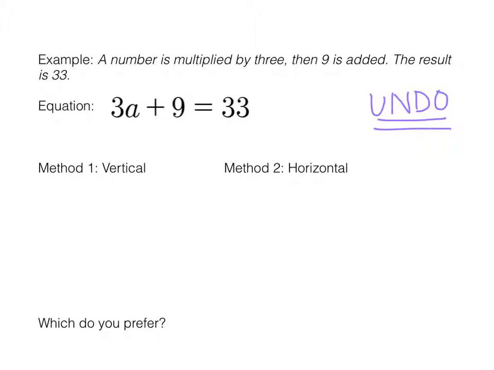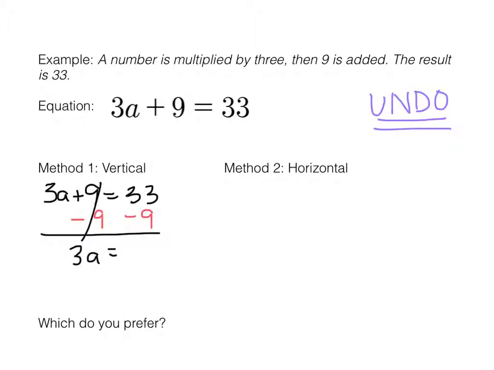So we have two different methods. We have our horizontal and our vertical methods. I'm going to start with vertical, which is going to look similar to what you saw in your video for the properties of equality. Remember, working backwards. So A was multiplied by 3, and then 9 was added. So we're going to undo the added 9 first. So we're going to subtract 9 from each side. That's going to give me 3a equals 24.